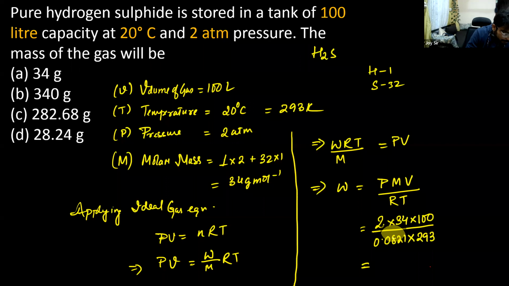I'll just calculate it. 2 times 34 into 100, divided by 293, divided by 0.0821. This gives you 282.68 gram. Don't write gram per mole. Gram per mole is written only for molar mass; for weight, gram per mole is never written. So the weight of the gas taken is 282.68 gram. Okay? Is everything clear? Good enough.